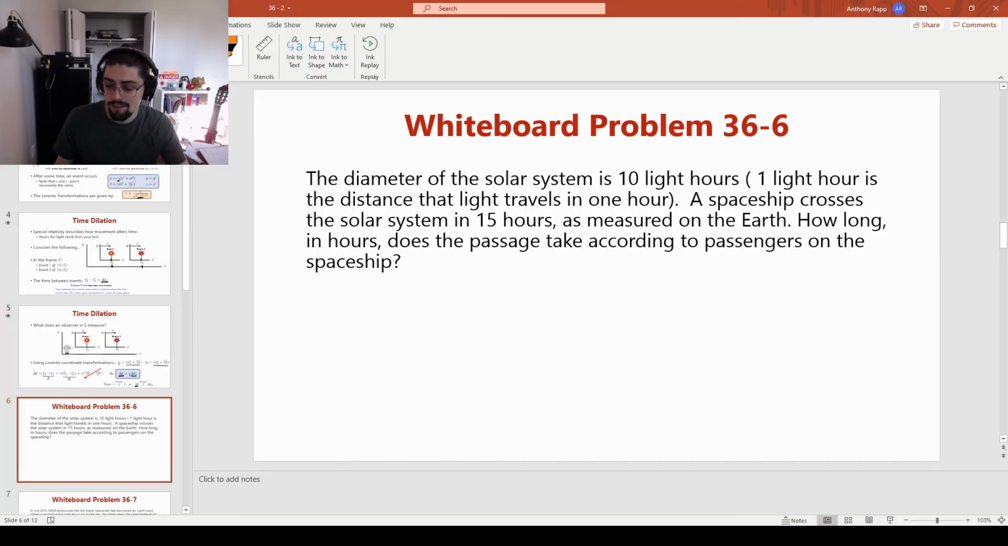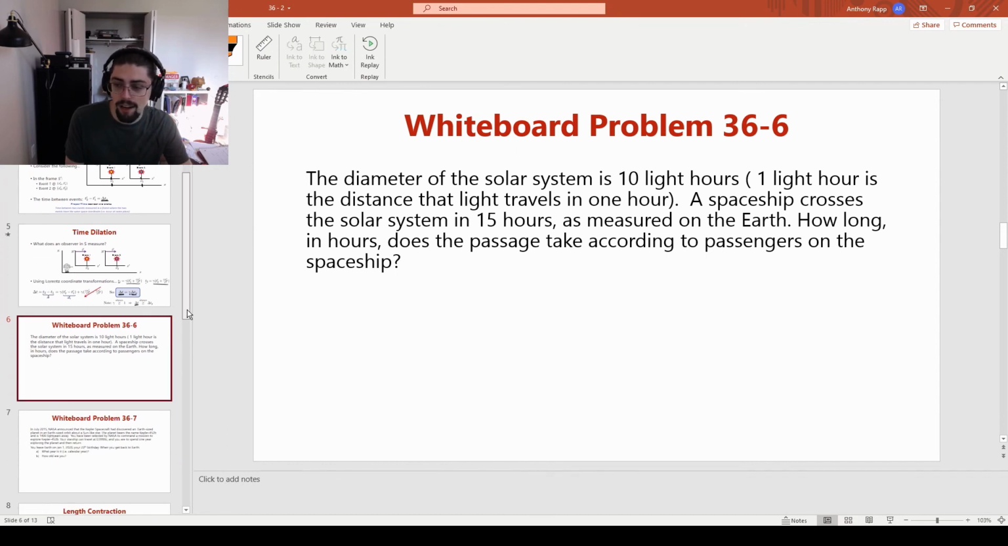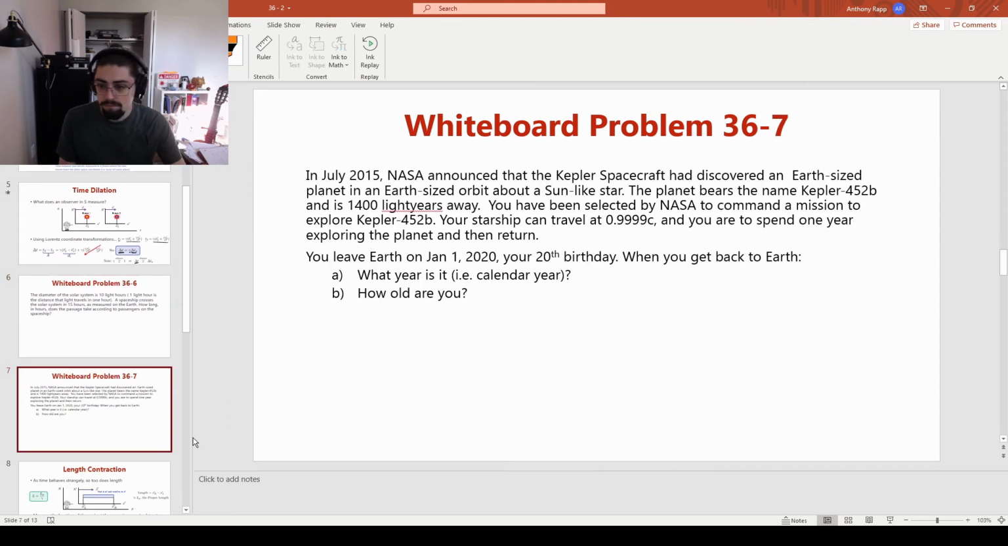So, let's go back to our slides here. We've got another one, on a similar thing. In July of 2015, NASA announced that the Kepler spacecraft had discovered an Earth-sized planet in an Earth-sized orbit around a sun-like star. This was a neat thing at the time. We were imagining, hey, this could be a feasible Earth alternative, or maybe there's life on that planet. Maybe the conditions are correct for that or something else. This was a good candidate to explore a little bit further.